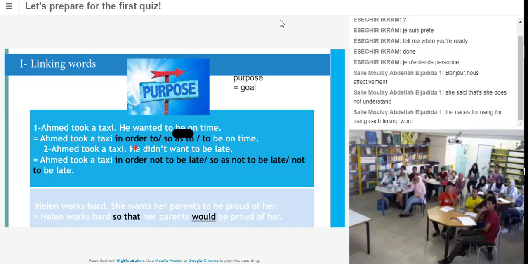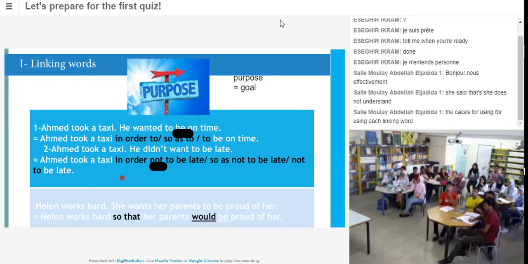These three expressions are expressions of purpose. You have in order to, you have so as to, and you have to, plus the verb in the infinitive. Okay, you should use the verb in the infinitive. Now let's see it in a different way. Ahmed took a taxi. I'm using the same sentence, but this time I'm adding the negative form. It means I'm saying he didn't want to be late. So here, to be late is something that Ahmed doesn't want to happen. So it's not his goal. All right. Ahmed took a taxi in order not to be late, or so as not to be late, or simply not to be late.